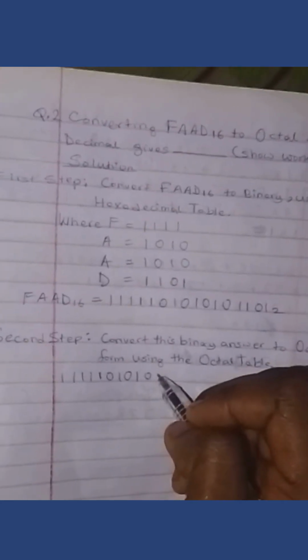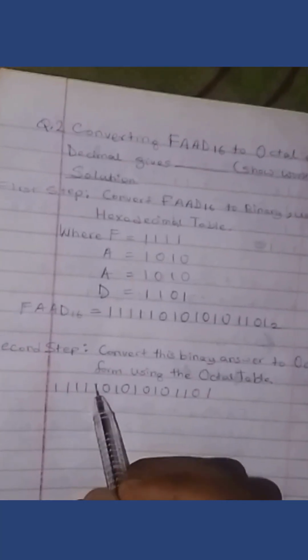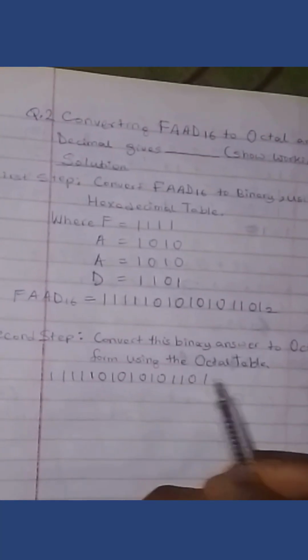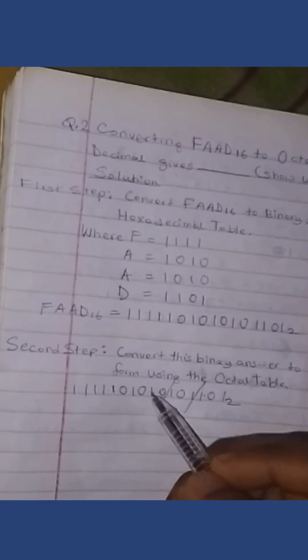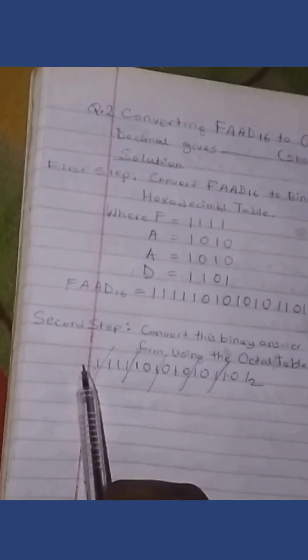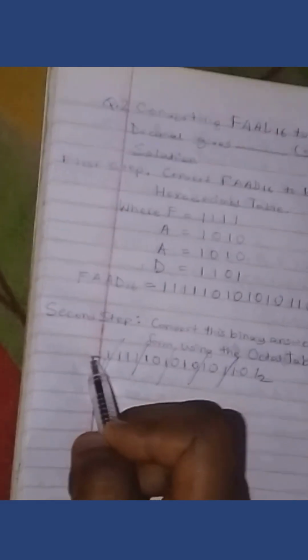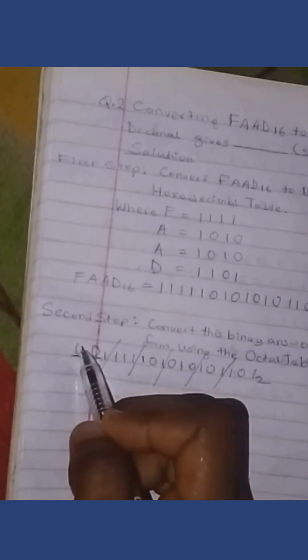1 1 1 1 1 0 1 0 1 0 1 0 1 1 0 1. Okay, so let's dissect in 3s. 1 2 3 slash 1 2 3 slash 1 2 3 slash 1 2 3 slash 1 2 3 slash. So we see we have 5 slashes and a remainder 1 without having any other digits. So because it's not complete, we have to add 2 more zeros to make this complete.